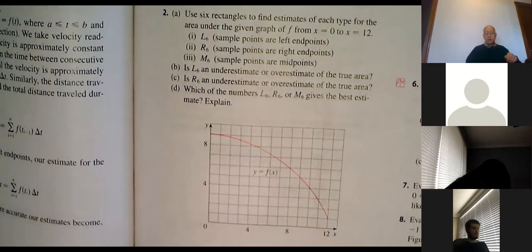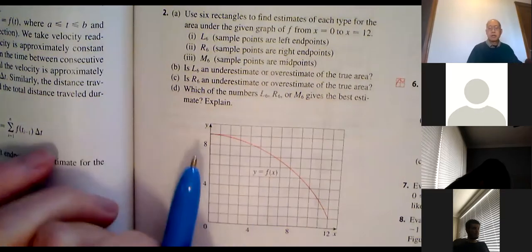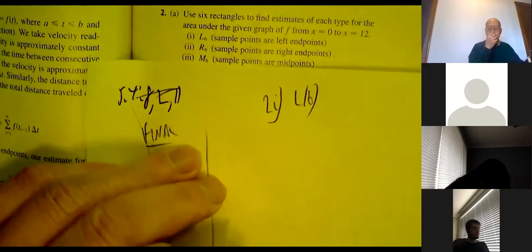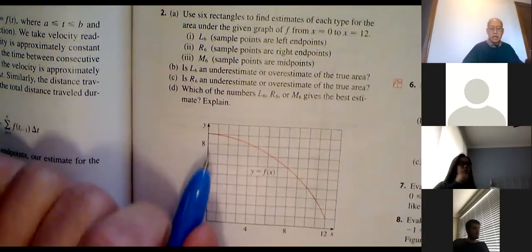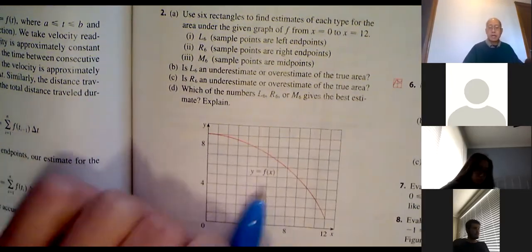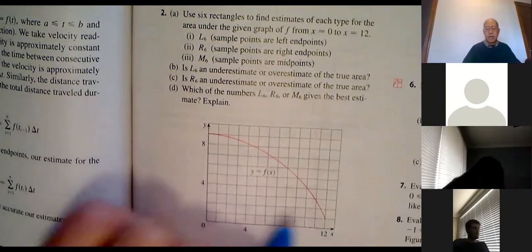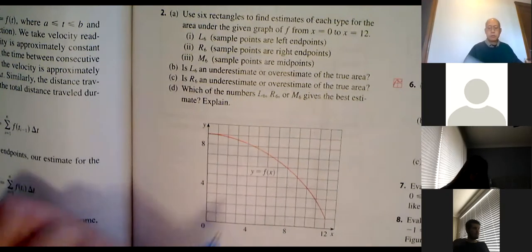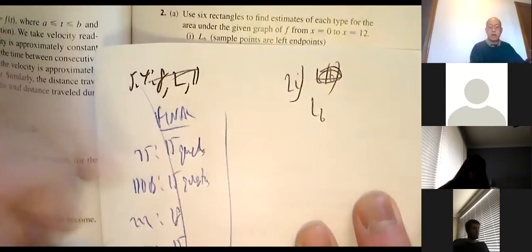So here we go. I'm trying to write this down now. And I can't show you this at the same time, but I'll give it a try. Okay, so for L6, it's base times height, base times height, base times height, and so on. But all the bases are the same, the 2. So I should write it like this.